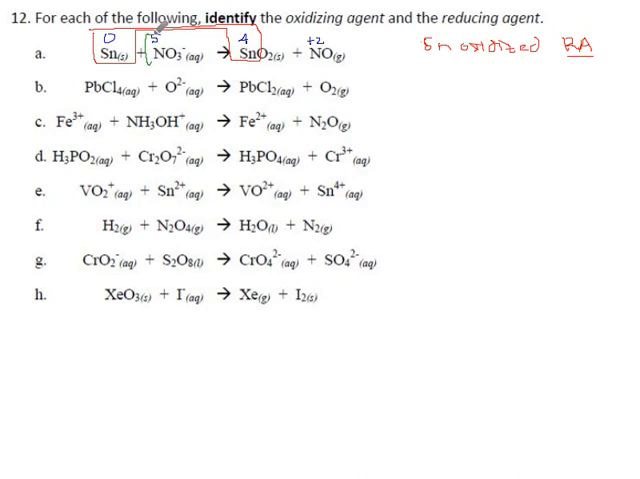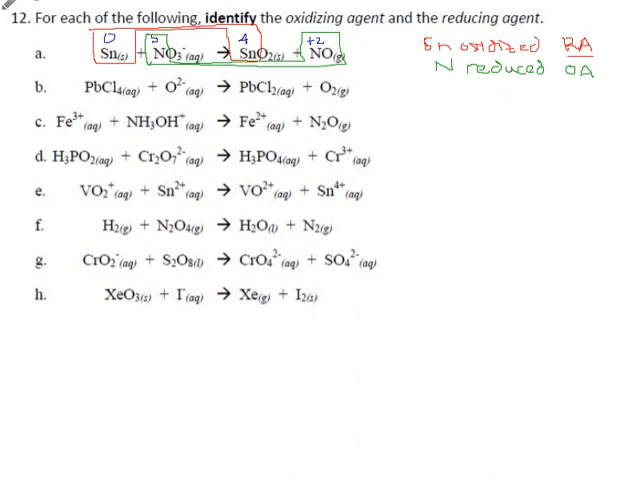The other story is nitrogen, which went from 5 down to 2. So nitrogen was reduced, which means it must be the oxidizing agent. With these side by side, it might make sense. Tin got oxidized. Well, who did that? Must be the other guy, the nitrogen. Nitrogen is the oxidizing agent. Nitrogen got reduced. Well, who did that to him? The other guy, the reducing agent.